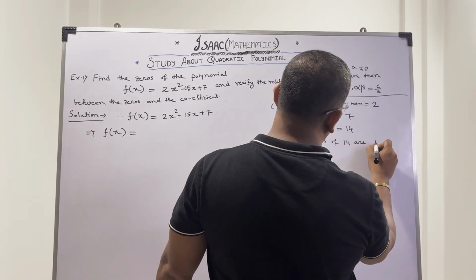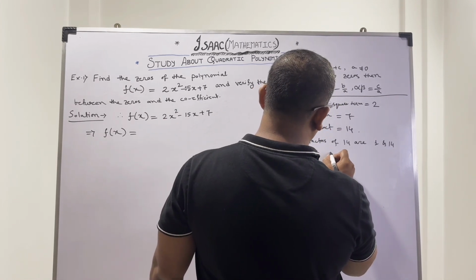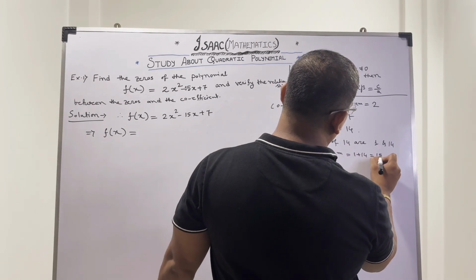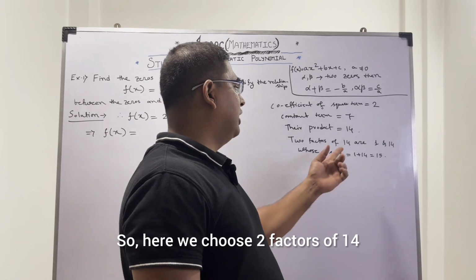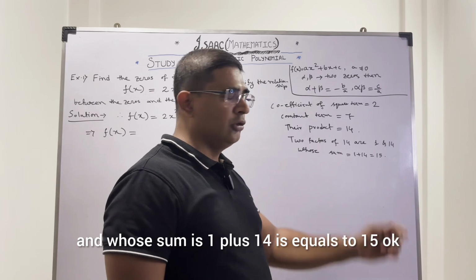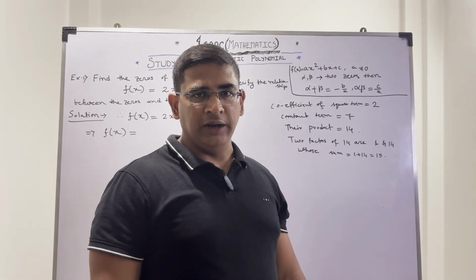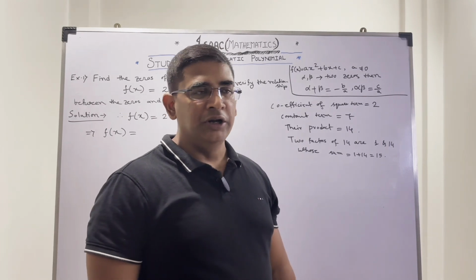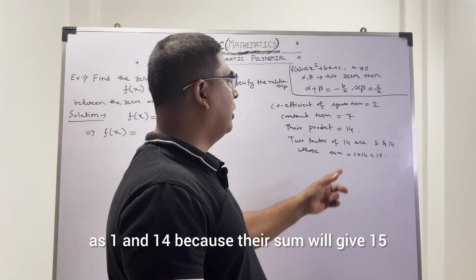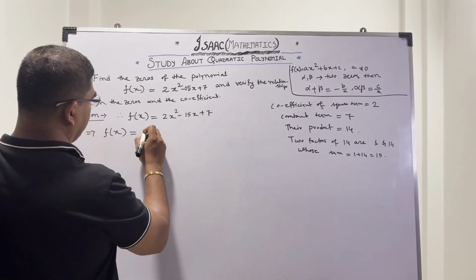Two factors of 14 are 1 and 14, whose sum equals 1 plus 14 equals 15. So here we choose two factors of 14. They are 1 and 14, and their sum, 1 plus 14, is equal to 15. There are many factors of 14 like 2 and 7, but their sum will not give 15. That is why we choose the two factors of 14 as 1 and 14, because their sum gives 15, and we require 15 for this middle term factorization.